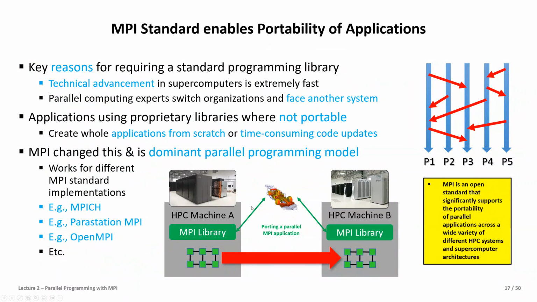So this enables portability. Another way to look at this is that you see here we have different HPC machines. Both want to run this nice parallel application around the Formula 1 car, and we have an MPI library on both. So it's probably relatively straightforward to shift it to this.